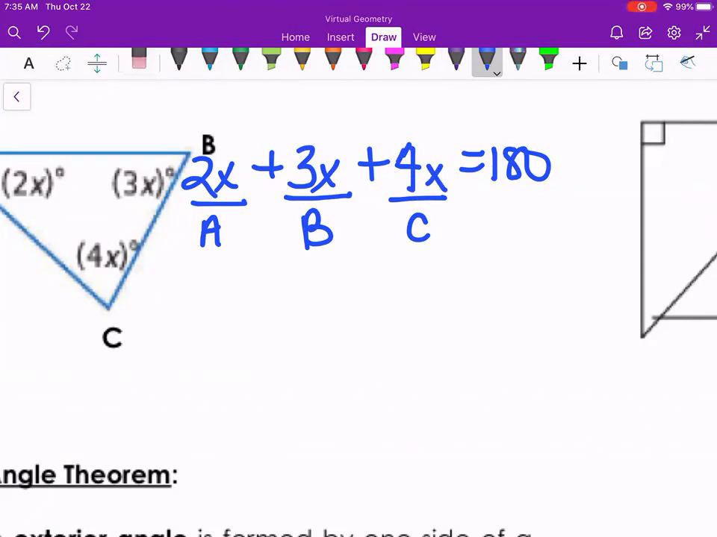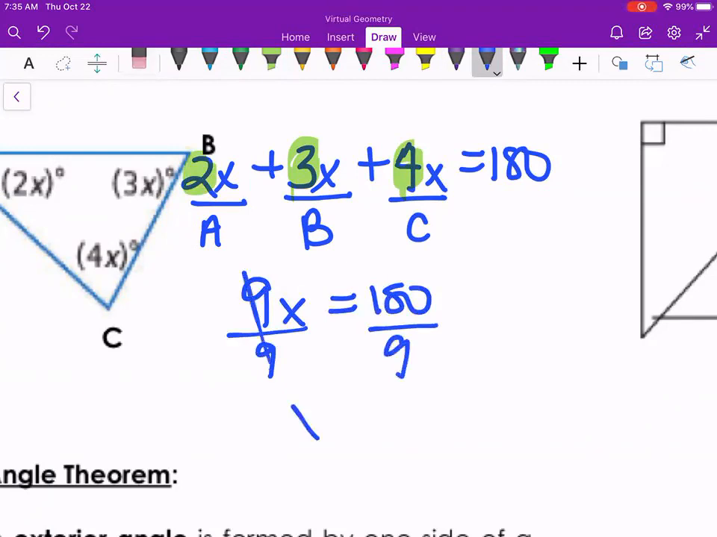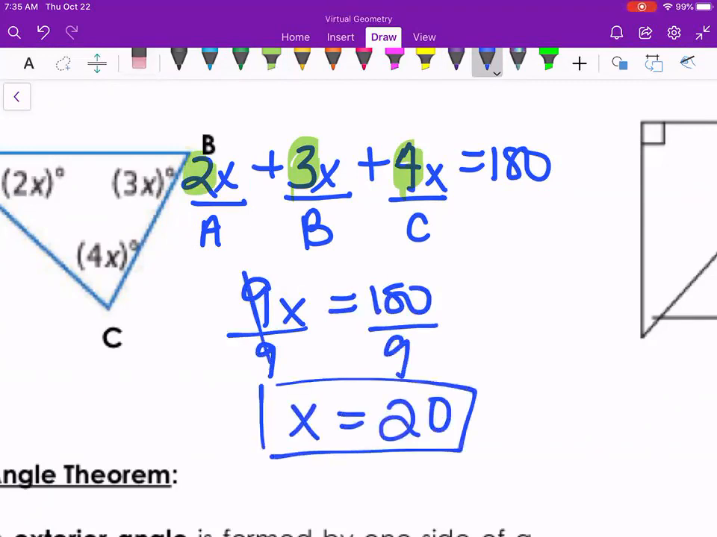So we can combine your like terms. So a 2x, a 3x, and a 4x. Add all those up together. We have 9x's, and that should equal 180. So now we can divide both sides by that 9, and my x is equal to 20. So there's the first part of what this specific example wanted. This specific example said find x. Okay, done. We figured that out.